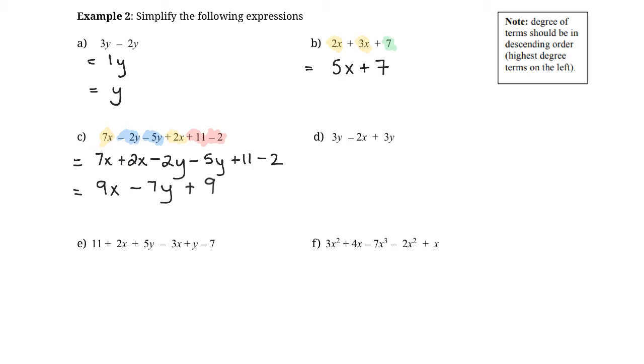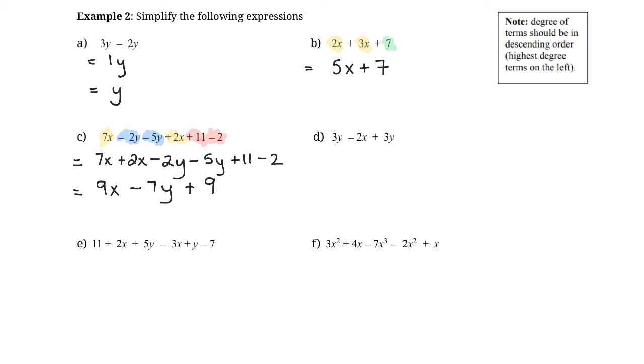Now, does the order matter in how you write your final answer? And the answer to that is yes, actually it does matter. There is a proper way to state your final simplified expression or equation. And if you take a look at the little note box that's up here in the corner, it tells us that the degree of terms should be in descending order. So your highest degree term is on the left, and then you're going to rank them downwards from highest to lowest. So what does that even mean?